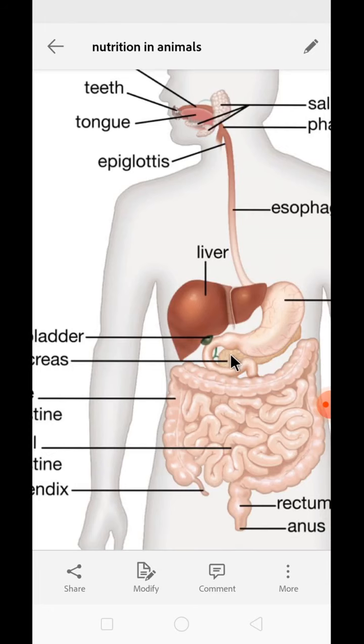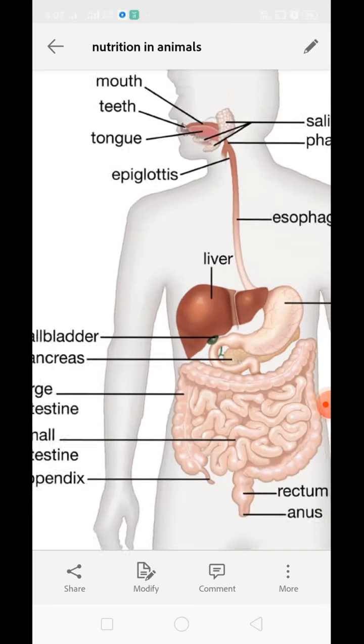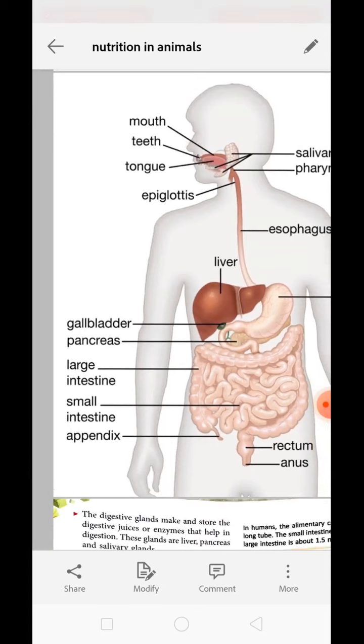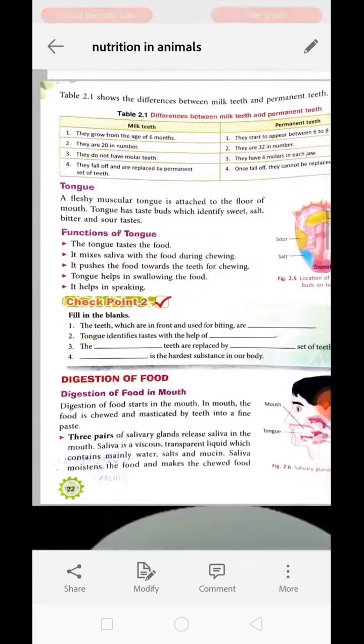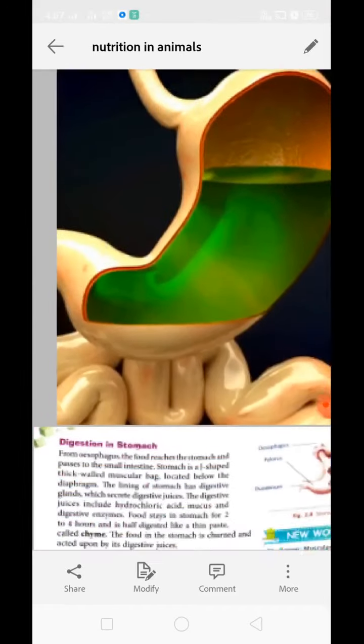This is the leaf-like structure, which is called pancreas, which helps in digestion of all the three nutrients. Clear? Several enzymes are secreted by both of them, which aid in digestion. Now see the function of small intestine. What is the function of small intestine?